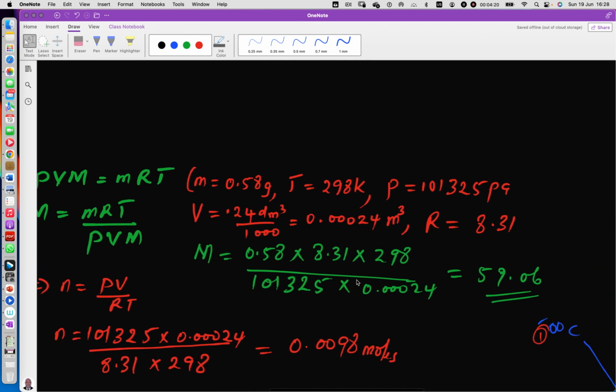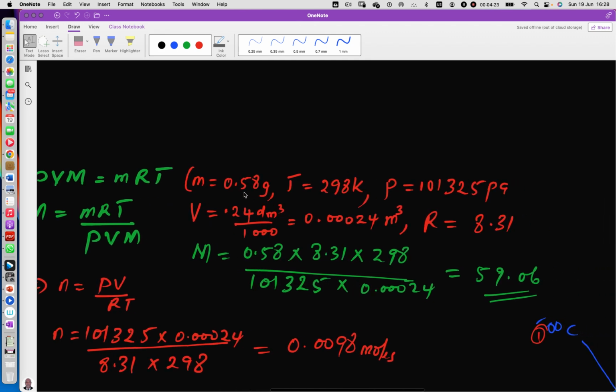So I said the conversions we need to make: the mass has been given. We need to convert the temperature to Kelvin by adding 273. Since 1 atmosphere was given, we need to convert it to Pascal, and 1 atmosphere is equal to 101325 Pascal. The volume we are given in dm cube, so we need to have it in m cube. So we divide 0.24 dm cube by 1,000 to have 0.00024 m cube. Then the gas constant.